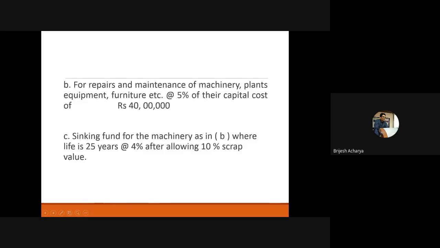Then second, for repair and maintenance of machinery, plant, equipment, furniture, 5% of their capital cost. The capital cost of this machinery, etc., is 40 lakh rupees. One has to keep a sinking fund aside for the machinery, where the life is 25 years, after allowing 10% scrap value. So the rate of interest considered is 4% and the scrap value of machinery is 10%. Considering 10%, the sinking fund is required to be set aside, right?